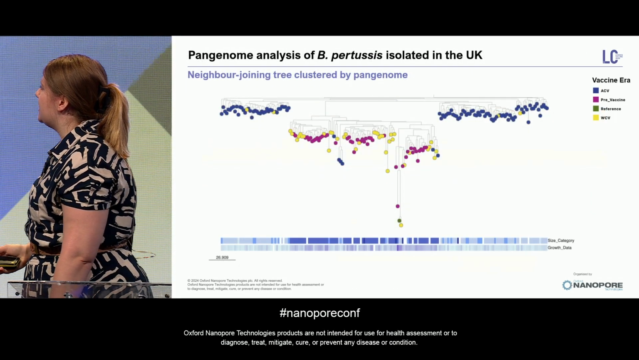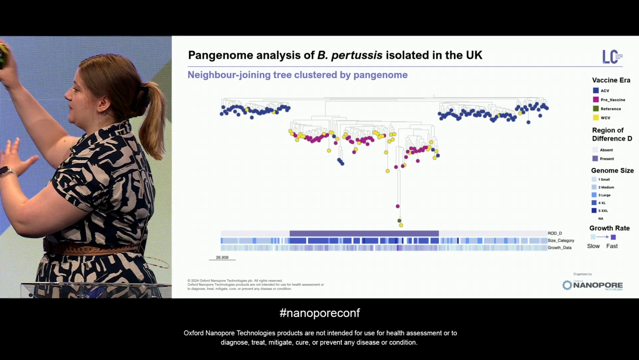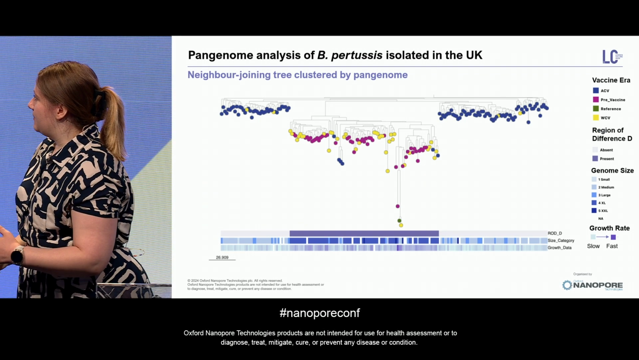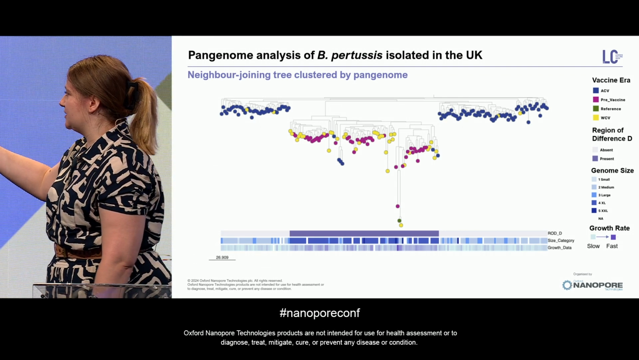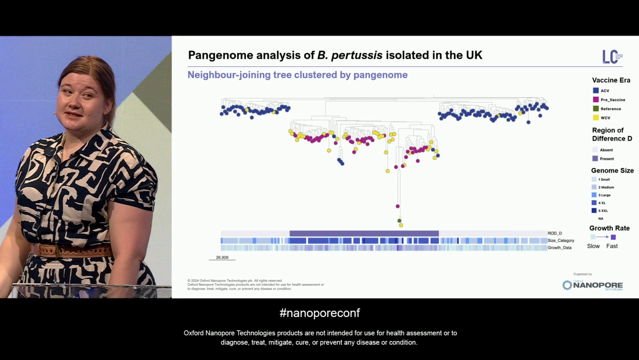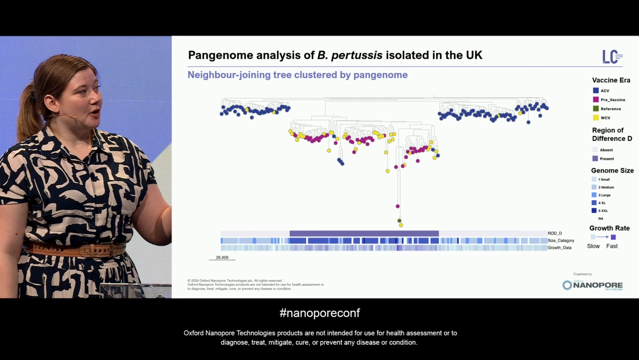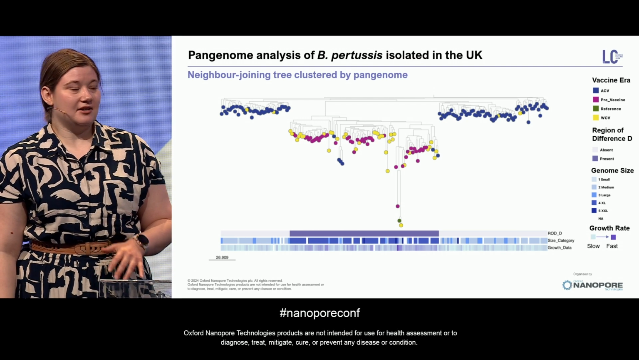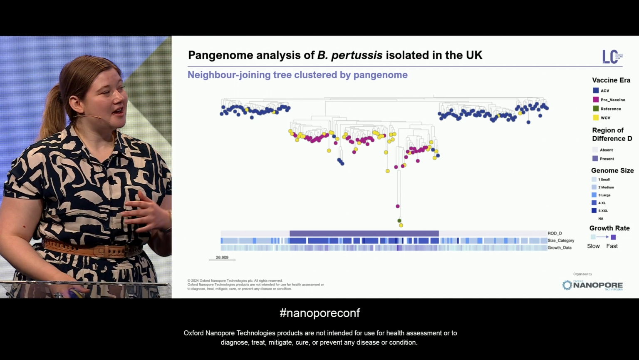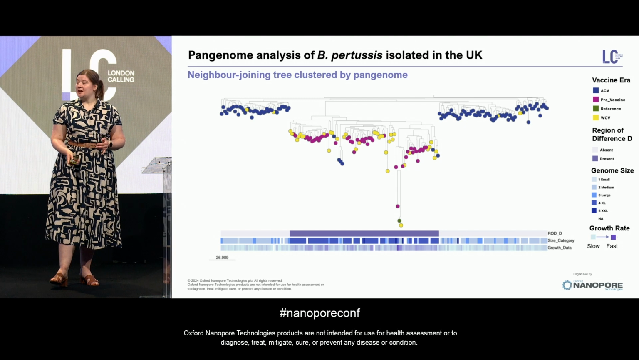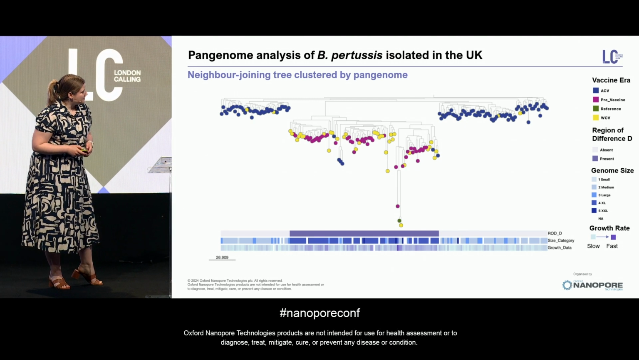And when we look at the pangenome neighbor-joining tree, which is clustering strains based on the genes they share in their pangenome, we see that region of difference D is largely responsible for this clustering. And we also see that it is, almost exclusively, isolated in strains from the pre-vaccine and whole-cell vaccine eras. But also, interestingly, in the lab, these strains seem to grow faster. And so we wondered, is that significant? Should we look into that?